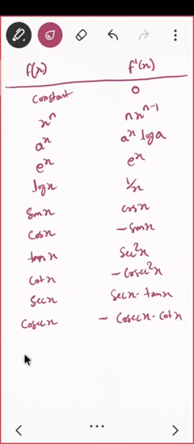What else? And I already talked about algebra. If u plus v, the derivative is u dash plus v dash. Same for minus. If something is multiplied, k into u, the derivative is k outside times u dash. Correct? Next I am having the derivative of u into v, that is called the uv rule: u times derivative of v plus v times derivative of u.